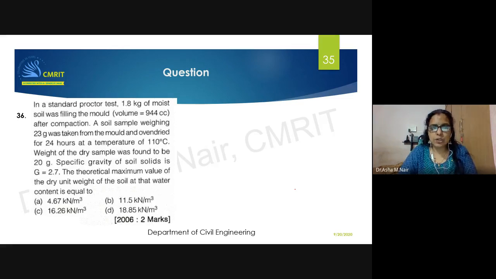So this is another question. In a standard Proctor test, 1.8 kg of moist soil was filling the mold after compaction. A soil sample weighing 23 grams was taken from the mold and oven dried for 24 hours at a temperature of 110 degrees Celsius. Weight of the dry sample was found to be 20 grams. Specific gravity of soil solids is 2.7.